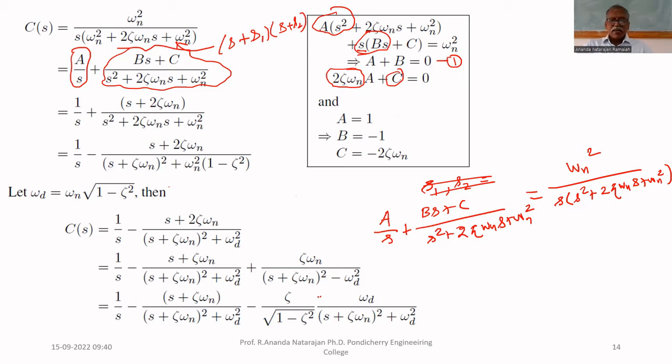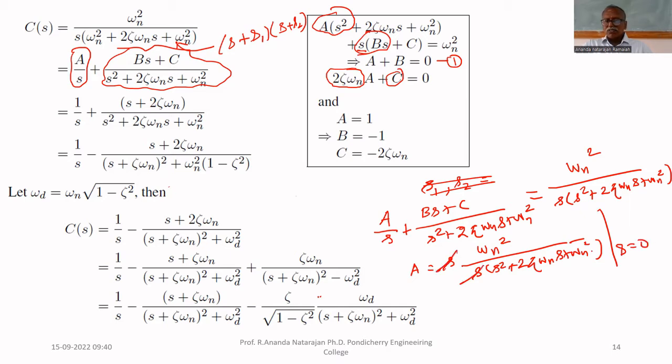From here we can find A. A equal to S multiplied by omega n square upon S multiplied by S square plus 2 zeta omega n S plus omega n square, where S equal to 0. This is getting cancelled. If you put S equal to 0, A equal to omega n square upon omega n square, equal to 1. So A equal to 1 we got.